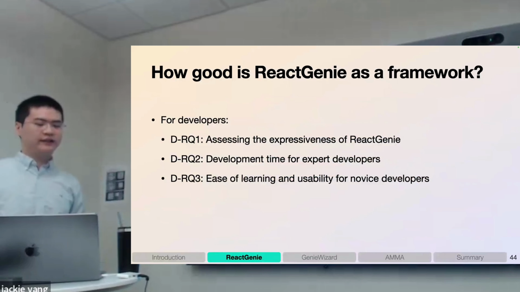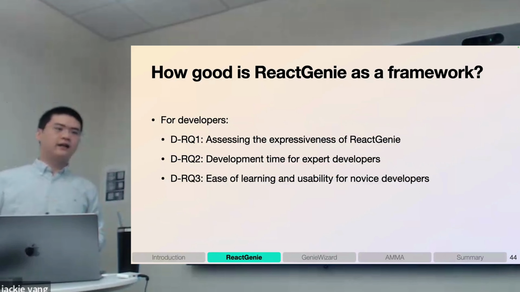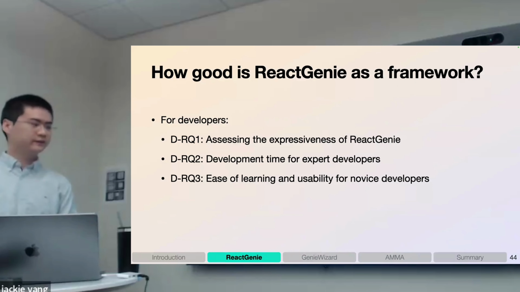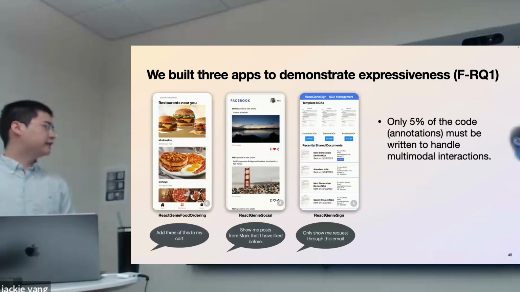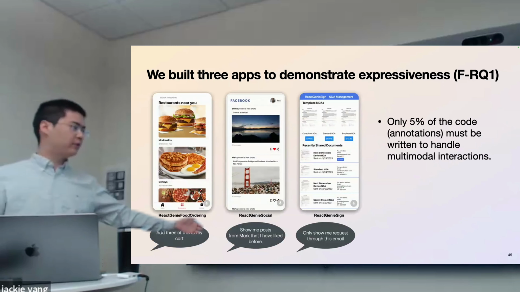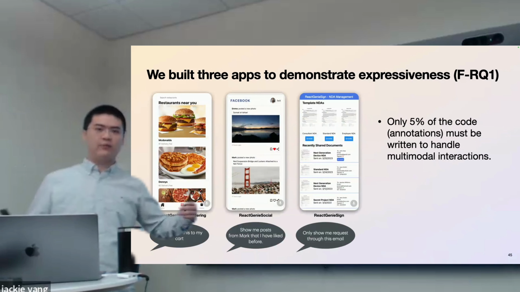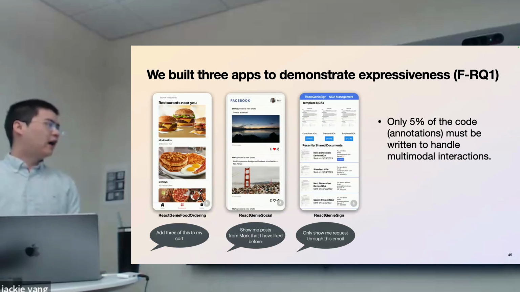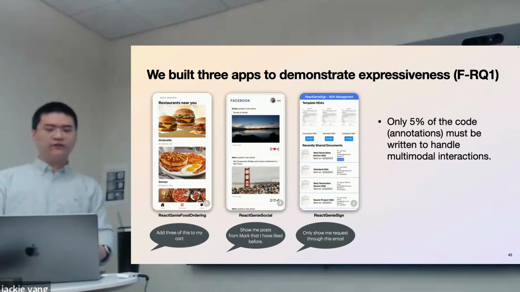To tell how good React Genie is as a framework, we want to know from the developer side whether it is expressive enough for various different multimodal apps. We also want to know whether it can save developers' development time, and whether it is easy to use and easy to learn for novice developers. So we first built 3 demo apps: a food ordering app, a social media app, and a document signature app where we can send documents to other people for signatures. While implementing them, we found that only 5% of the code, which are those annotation examples, must be written to handle multimodal interactions, which is a very small amount of work to support a very rich interaction interface.